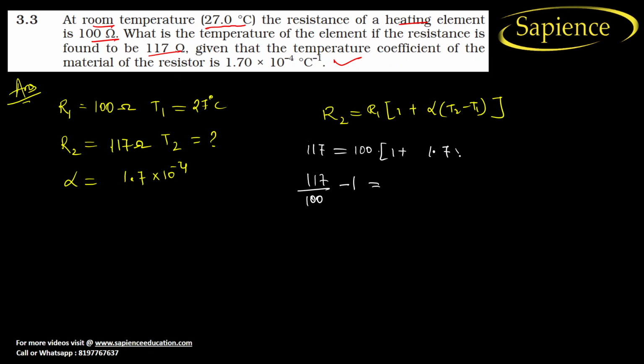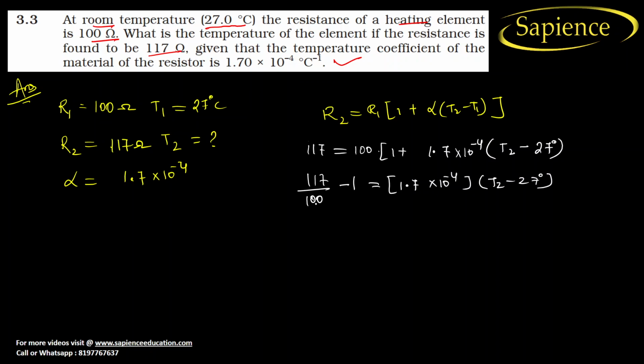It's 1.7 into 10 to the power minus 4 into temperature T2 minus T1, that is equal to 27 degrees Celsius. So this is equal to 1.7 into 10 to the power minus 4, and this is equal to T2 minus 27 degrees Celsius.